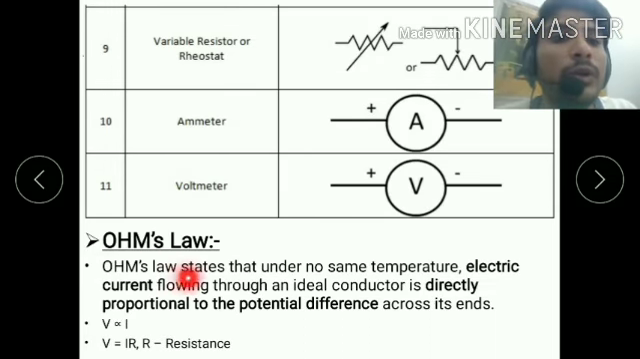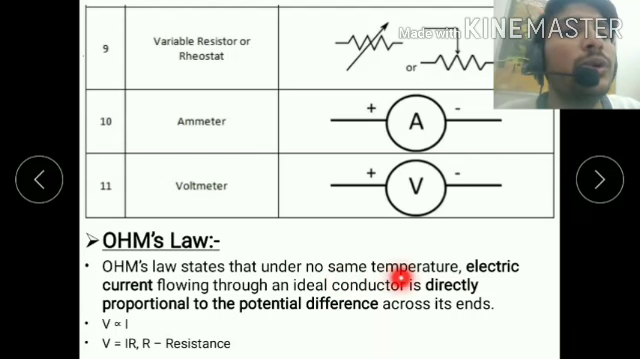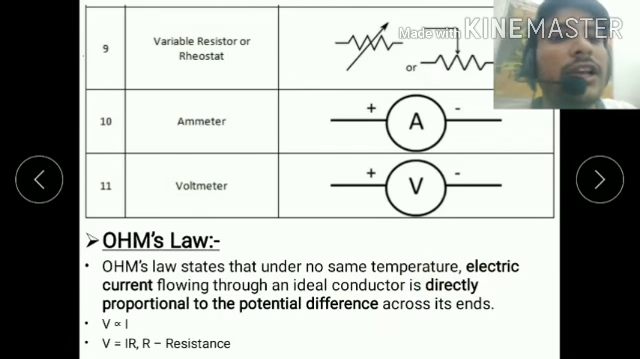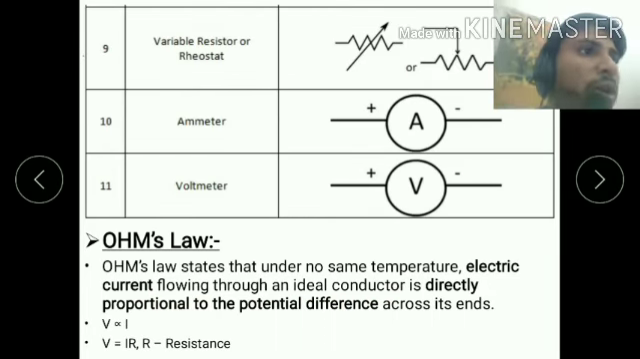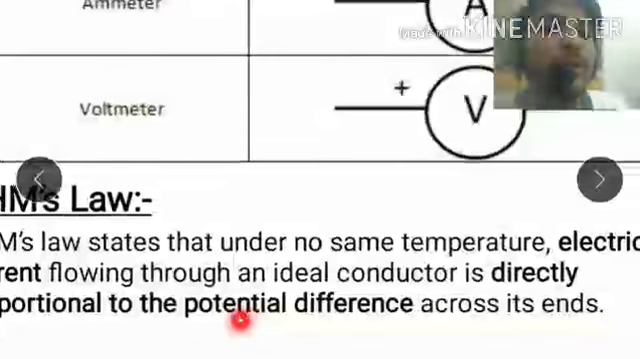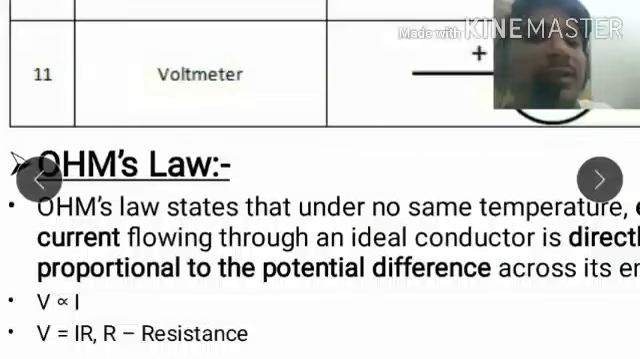Ohm's law states that under the same temperature, the electric current flowing through an ideal conductor is directly proportional to the potential difference. You are not supposed to memorize it, understand the definition of Ohm's law. By the formula, V is directly proportional to I. When we remove the proportionality sign, we get V equal to IR, where I is the current, V is the potential difference, and R is the resistance.